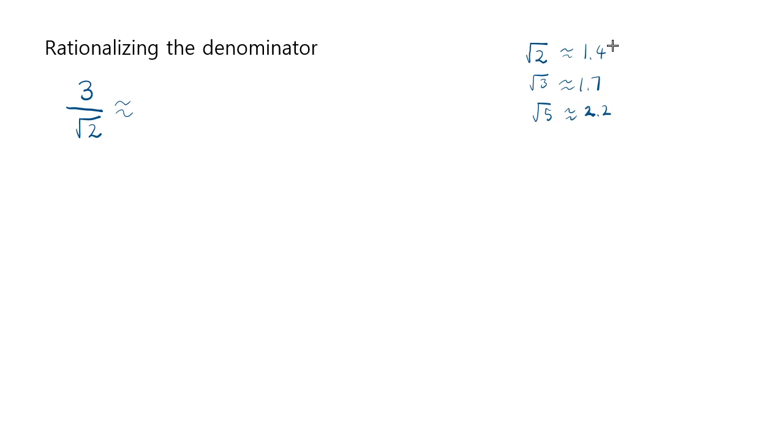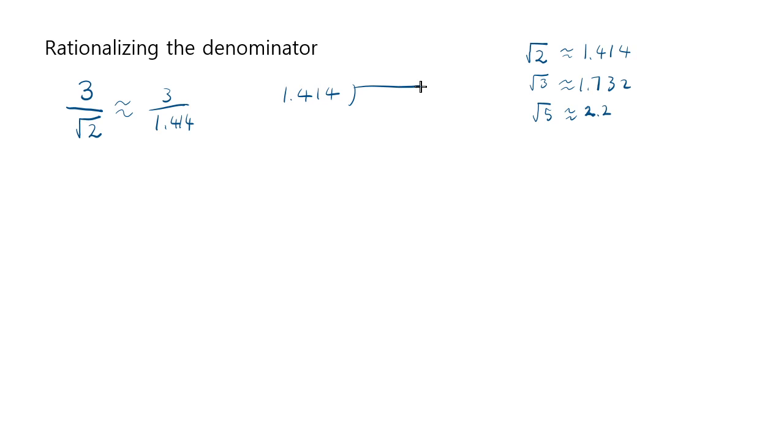I actually know a little bit more than that. So I know that square root of 2 is 1.414 something, and square root of 3 is 1.732. And so if I want to know 3 divided by square root of 2, I would divide 3 by 1.414. But this is not so pleasant to do.